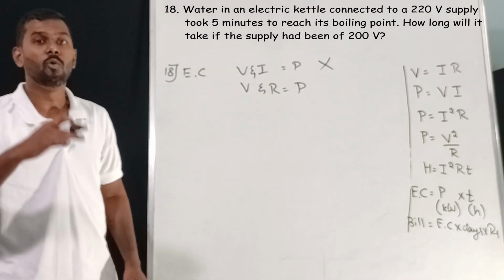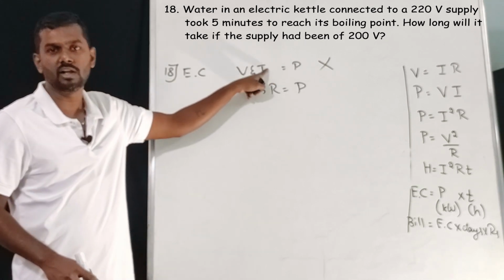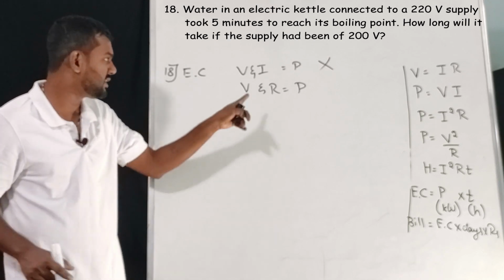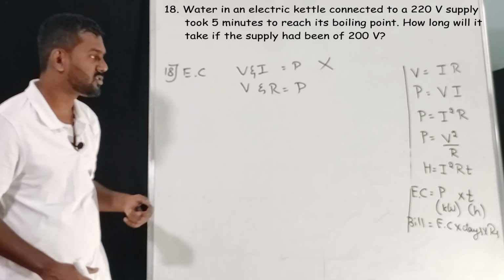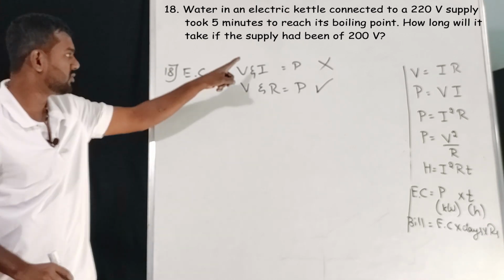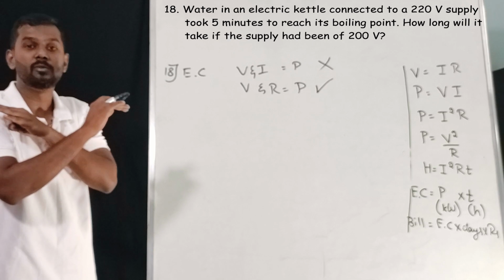Using voltage and current is completely wrong. Why? Because they have given two voltages, and if the voltage changes, current will also change. But if voltage changes, the resistance of the wire will not change. This kind of question we have solved earlier also, so we are going to use this method. This is very much important. If you use the other formula, you will get an answer that will be completely wrong.